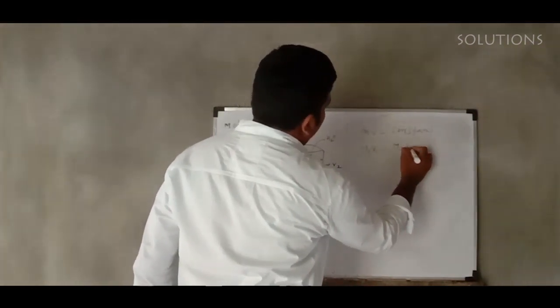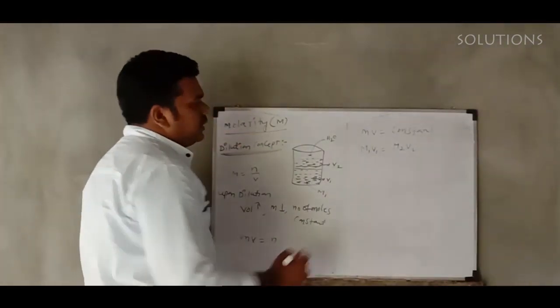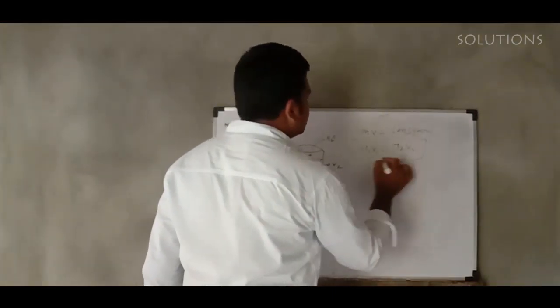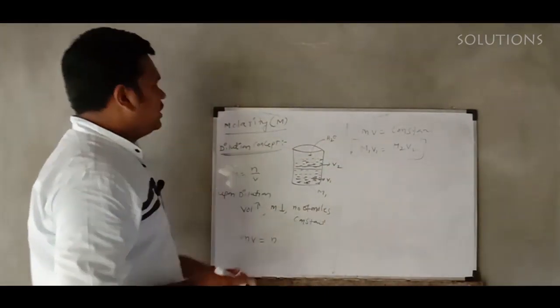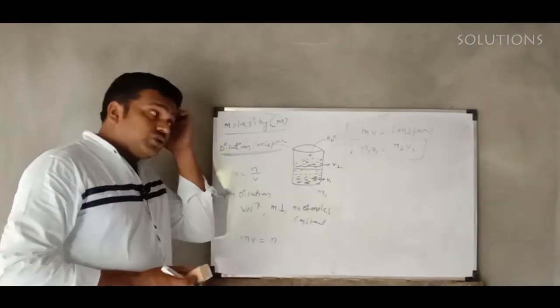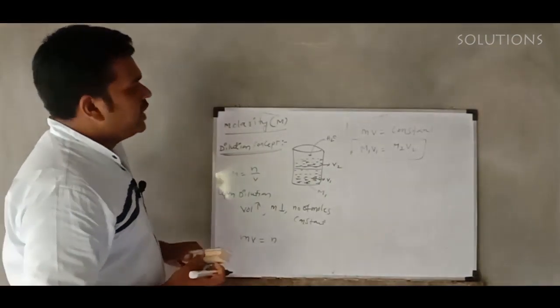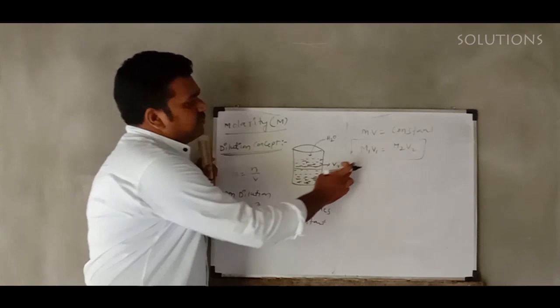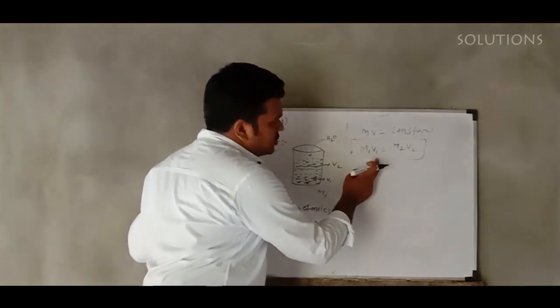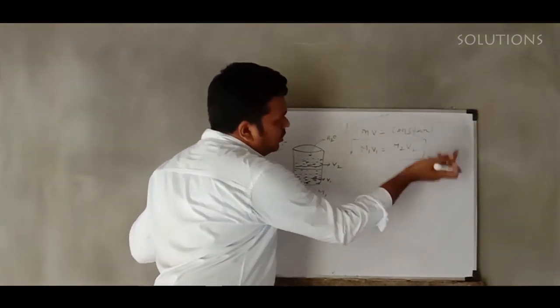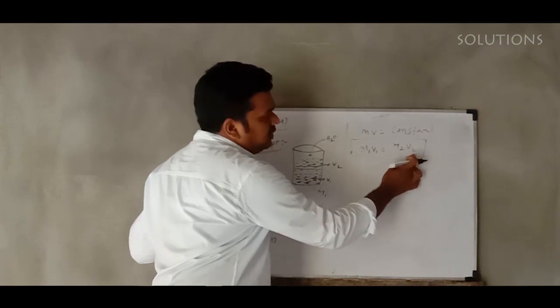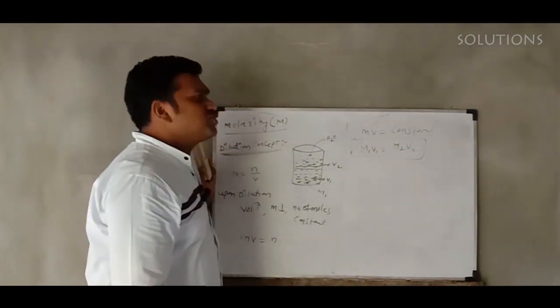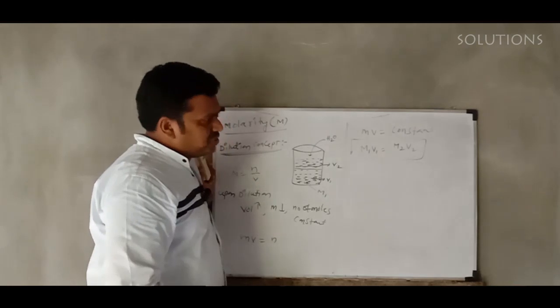M1 V1 is equal to M2 V2. So this is the formula we are using. In what concept? Dilution concept in the molarity only. In some cases they will give the molarity of the solution and volume of the solution, the first solution. They want to prepare that solution in V2 ml. Then what is the final molarity of the solution? We may get one question like this.